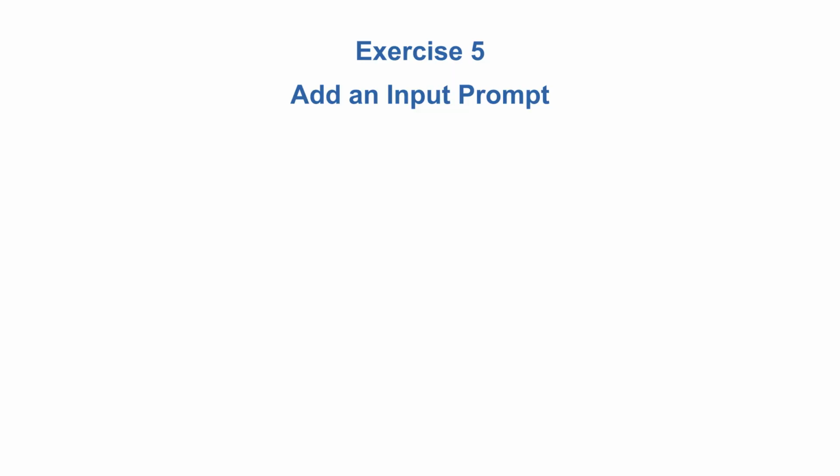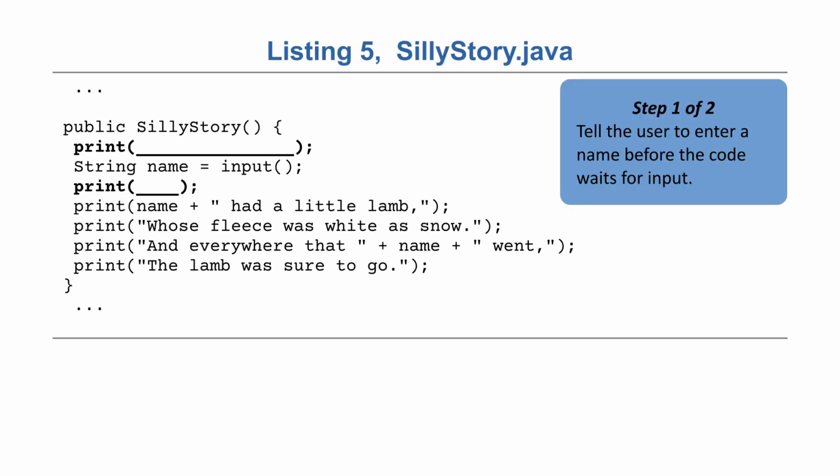Next, we'll make the program easier to use by telling the user that the program is waiting for them to enter something. Exercise 5. Add an input prompt. Tell the user to enter a name before the program waits for input. Print a blank line before the code prints a story. Run it. What happened? It should have asked you to enter a name. After you entered a name, it should have printed a blank line before it printed the silly story with the name you entered.